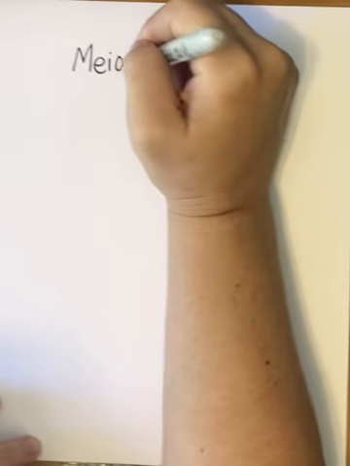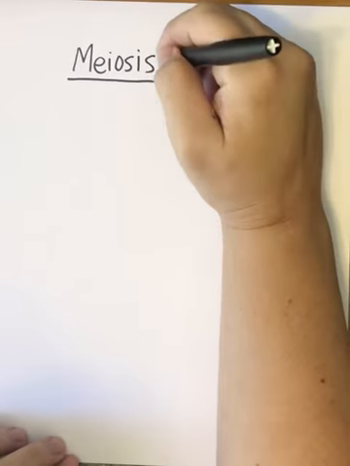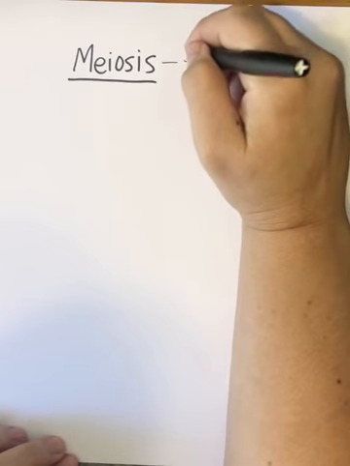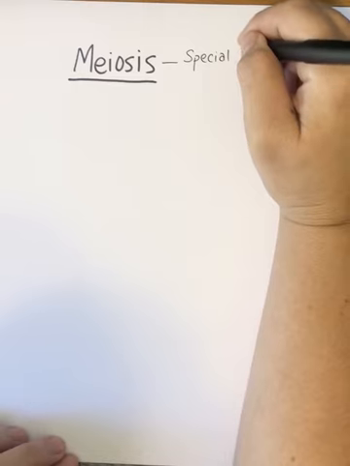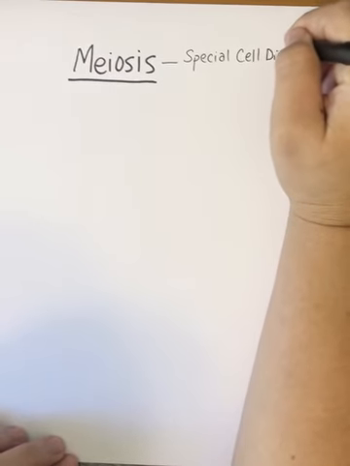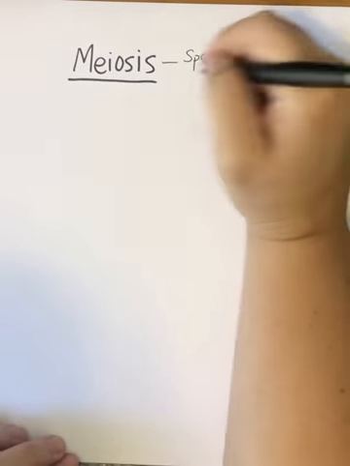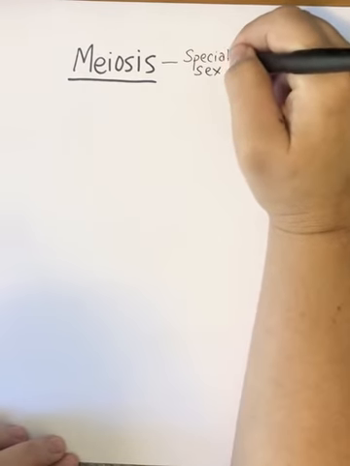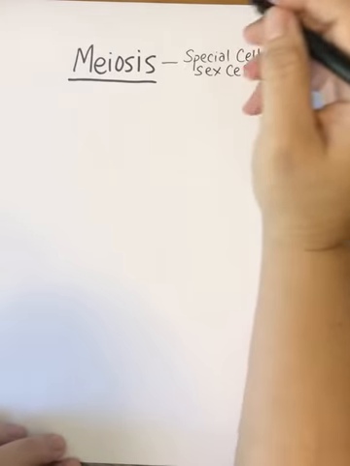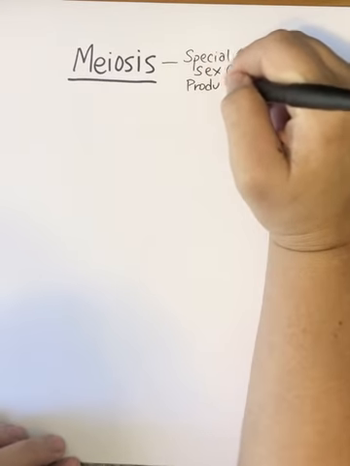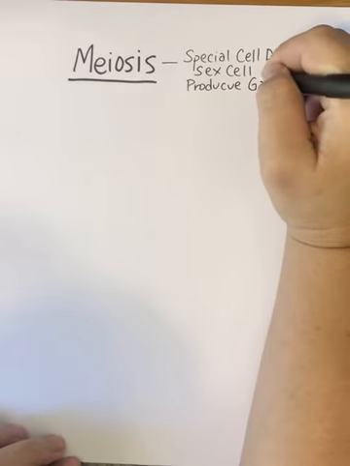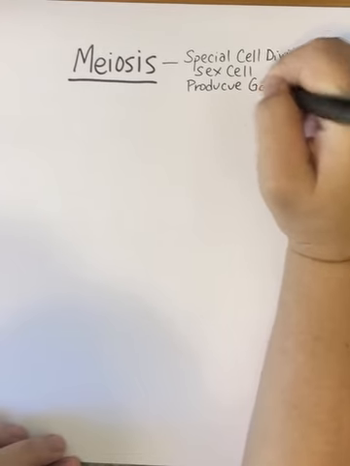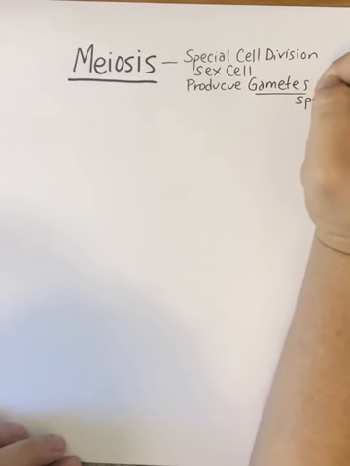Now, this is just a review. When we say meiosis, this is a special type of cell division. Meiosis is literally going to be a special cell division that is going to be sex cell division. So this is going to produce gametes. Gametes are called sex cells. Gametes include sperm and egg.